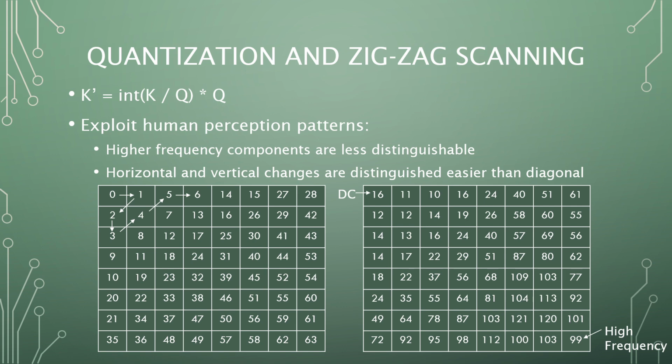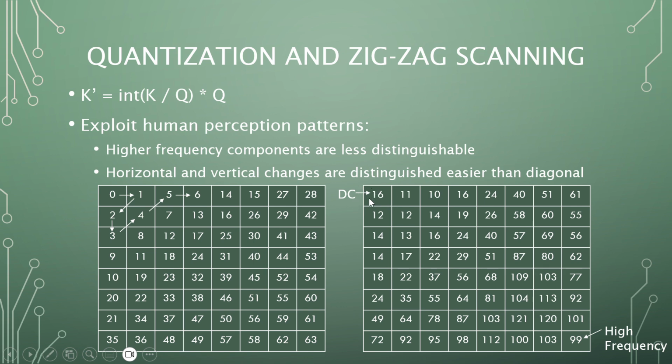The first one: higher frequency components are less distinguishable. Humans typically can't distinguish very much in high frequency, whether that is sound or in this case light. This manifests itself on the matrix shown on the right. The matrix here shows the quantization coefficients, and the higher frequency components are on the bottom right, and the lower frequency components are on the top left.